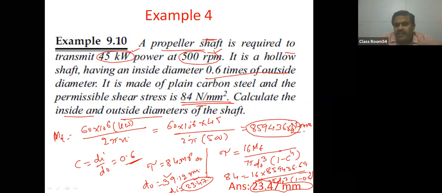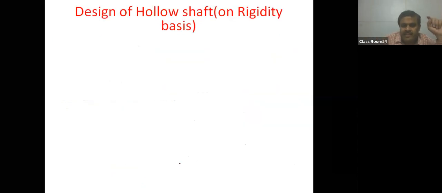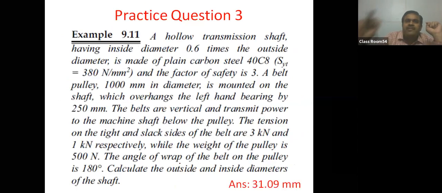टॉर्क can be found easily by the generalized formula 60 × 10^6 kilowatt by 2 pi N. याद रखिए इस फार्मूले को. So one more example we will do on the hollow shaft, and that question is quite complex as compared to this question. So this is the question.